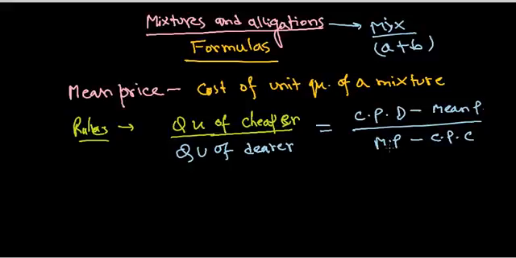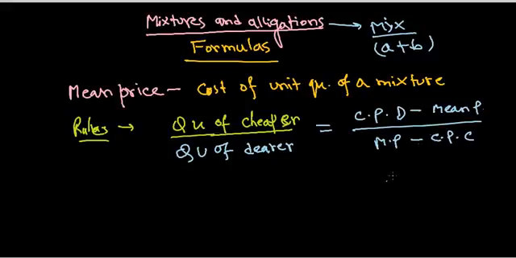This is kind of complicated. We can derive this formula from the basics of mixtures and allegations, but in this video I'm not going to talk about that. We are just stating that this is the formula: the quantity of the cheaper divided by the quantity of the dearer equals the cost price of the dearer minus the mean price, divided by the mean price minus the cost price of the cheaper. So dearer on the top, cheaper in the middle. First, the mean is subtracted from the dearer; next, the cheaper is subtracted from the mean.